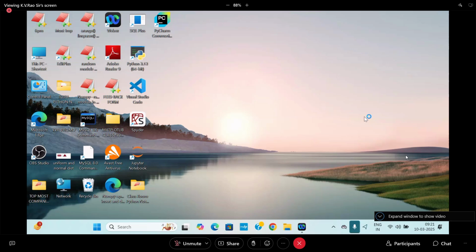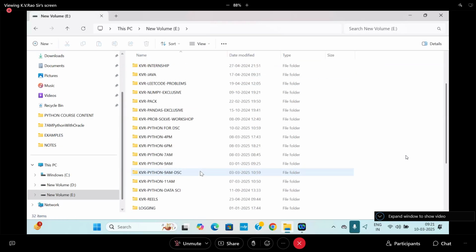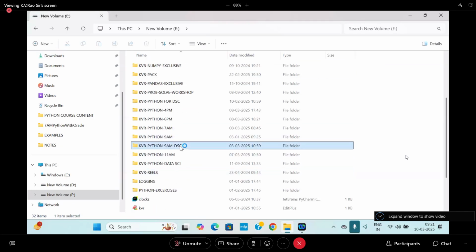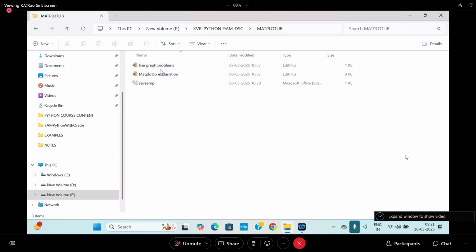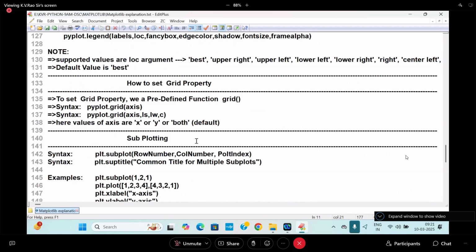I hope in the previous session we already covered the scatter plot. As part of the scatter plot, we discussed different types of arguments, and up to here we completed. Now I am entering into the histogram. After seeing all these things, the histogram is also very easy now.